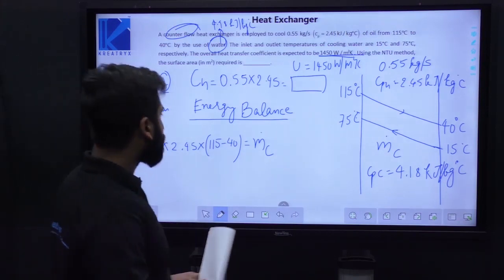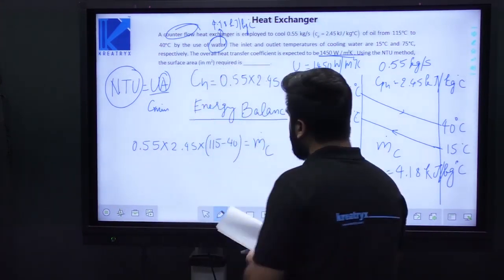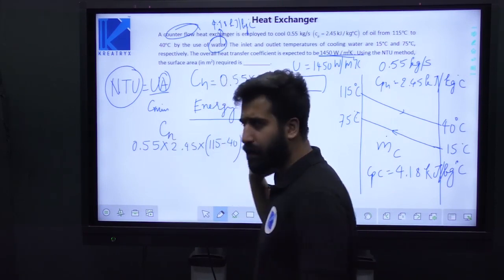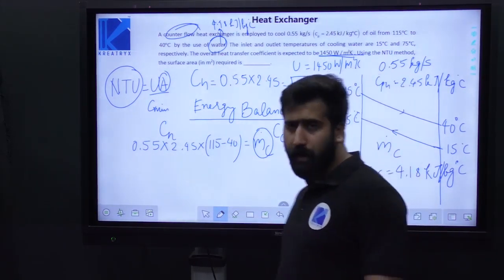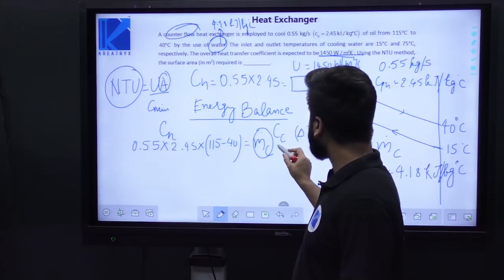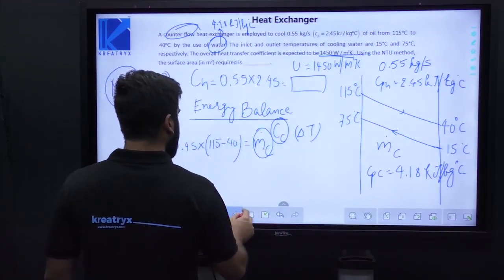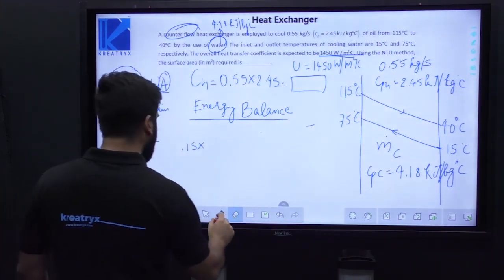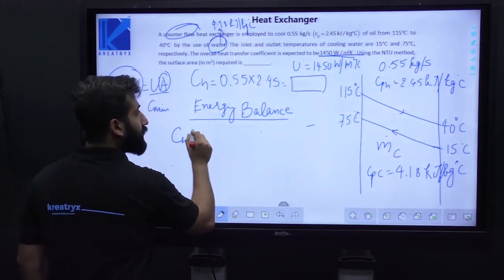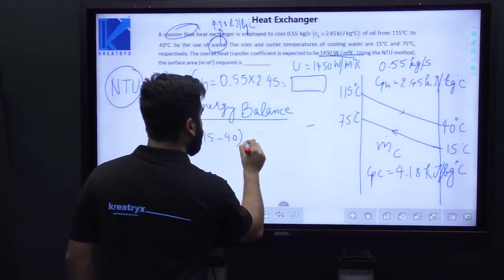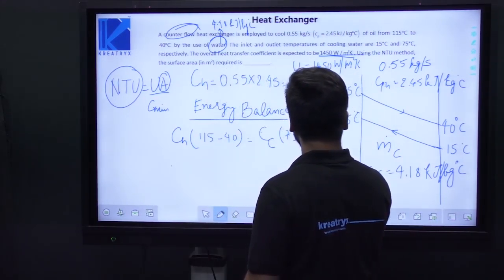There is one more method. If I actually didn't use this value of CPC, we would have written here capital CH into delta T, and here capital CC delta T. Eventually we would arrive at the result that we would be getting CC directly. So CH delta T is what? 115 minus 40, which is equal to CC. And what is delta T here? This is 75 minus 15. Okay.